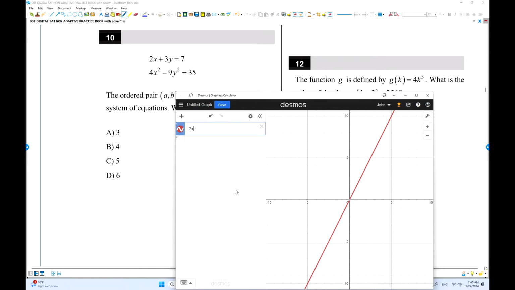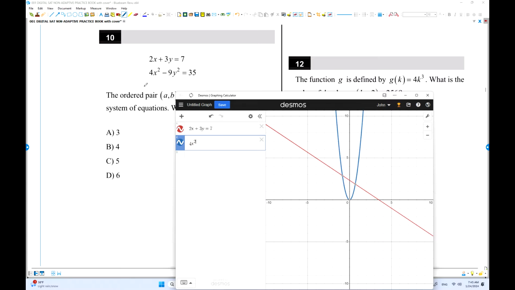Make a graph. 2x plus 3y equals 7. Okay. The next one is a circle, right? Sometimes it is a little difficult to draw the graph of this circle using a calculator, like a TI calculator. But with this one you can get the circle directly. Okay, take a look over here.